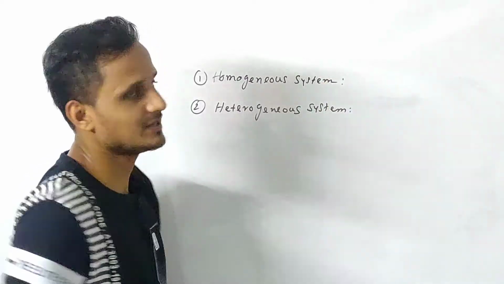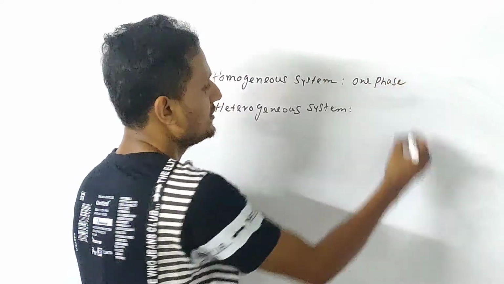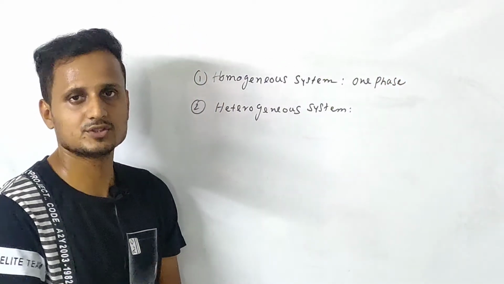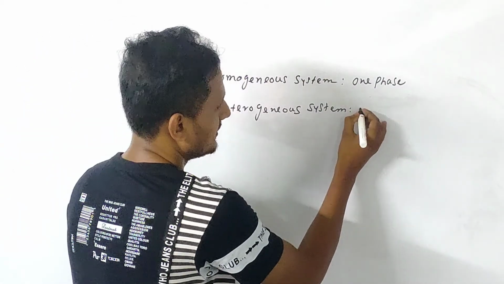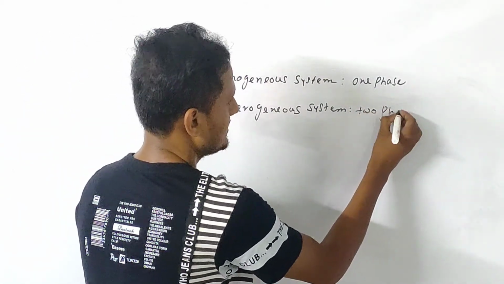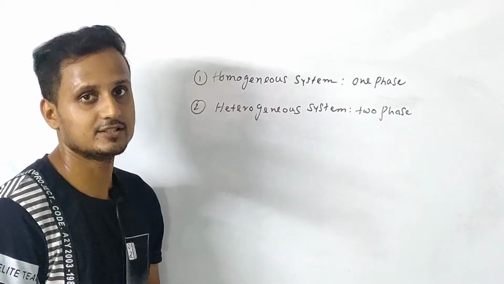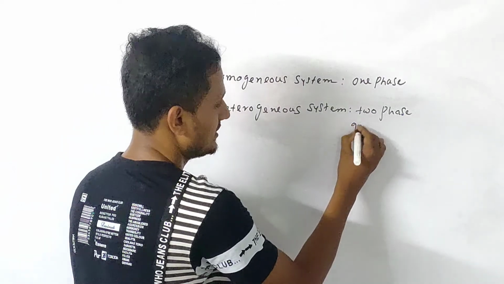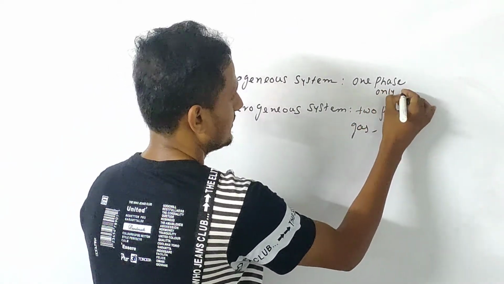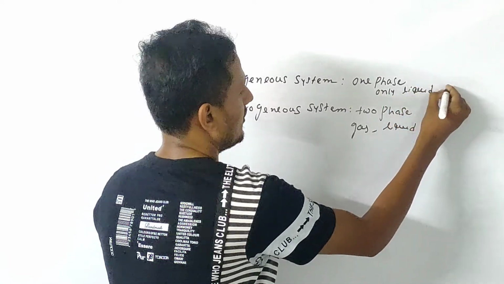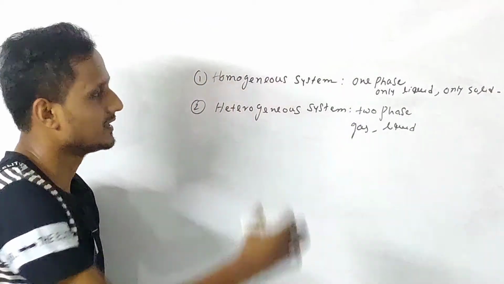Now what is homogeneous system? It is a one phase system. That means the composition is uniform, like pure solid or pure liquid, only solid or only liquid. In heterogeneous, the composition is not uniform throughout, and it is a two phase system, like gas solid, gas liquid, and so on. Okay, so these are the classifications.